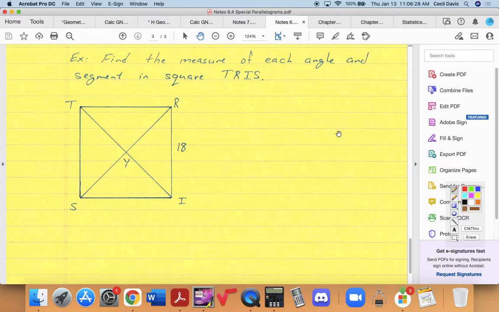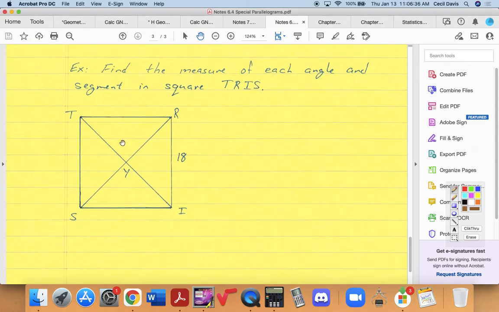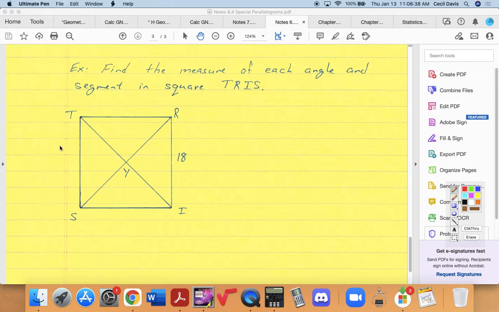I don't have to give you very much at all. I'm giving you the length of this one side. We're going to go through this in a big hurry. All of these sides then are 18. And for the angles, I know that all the angles in the middle are right angles. And since these are all isosceles right triangles, they're 45, 45, 90 triangles every single time.